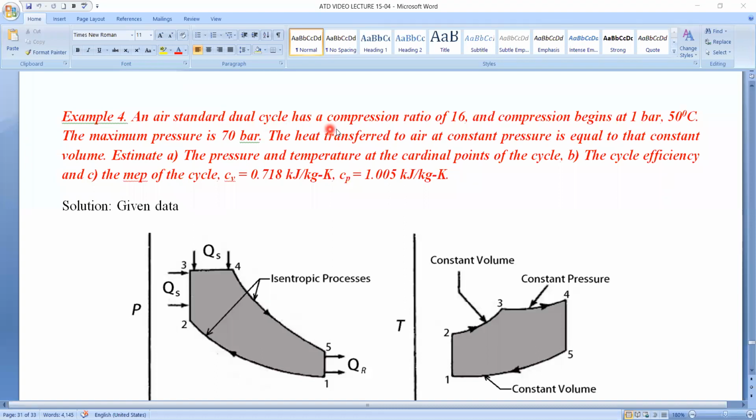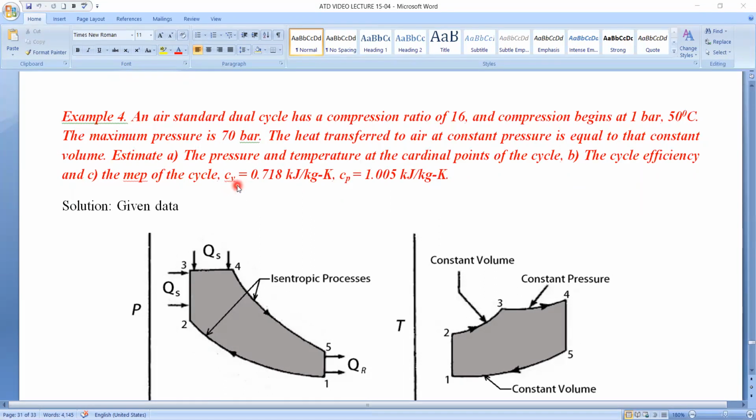An air standard dual cycle has a compression ratio of 16 and the compression begins at 1 bar, 50 degrees centigrade. The maximum pressure is 70 bar. The heat transferred to the air at constant pressure is equal to that at constant volume. Estimate, in part A, the pressure and temperature at all the salient points of the cycle; in part B, the cycle efficiency; and the last part is the mean effective pressure of the cycle.